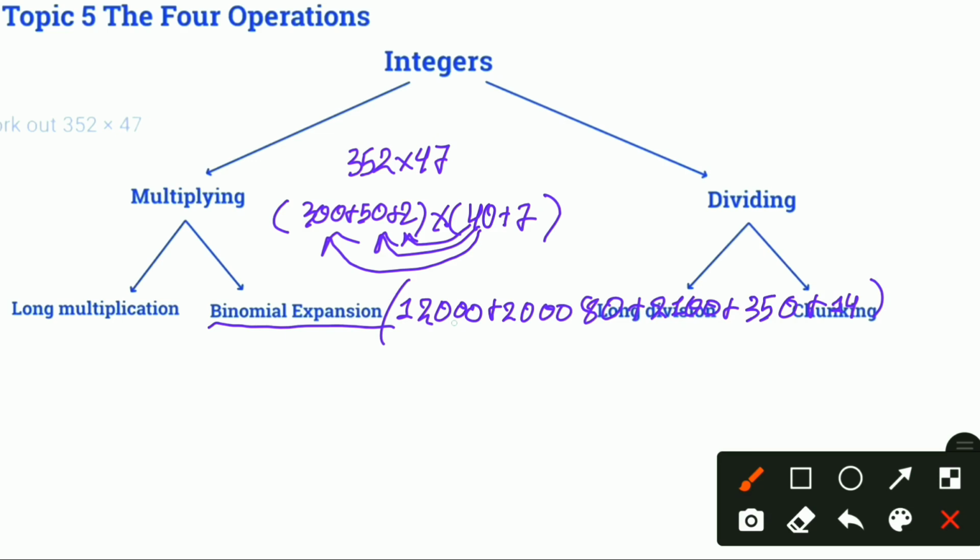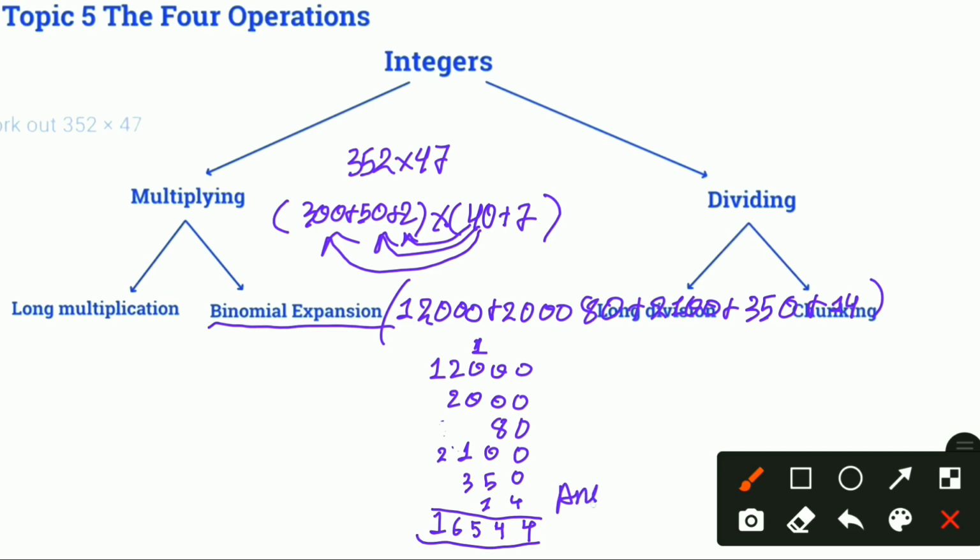I'm using my calculator, or maybe not using a calculator. You need to do it without the calculator. So 1200, 2000, 80, alright, 2100, 350, and 14. Okay, now add it up. 4 and then 6, so it's going to be 4, it's going to be 14. Okay, 4 5, then it's going to be 6, and it's going to be 1. So there you go, the answer is correct.